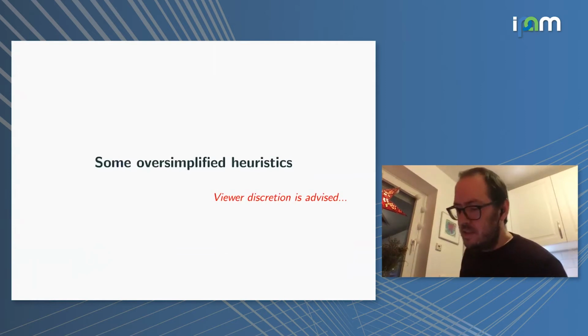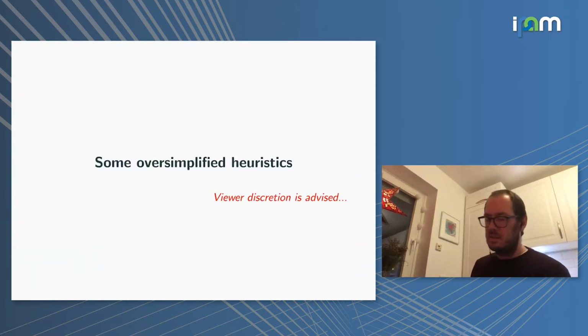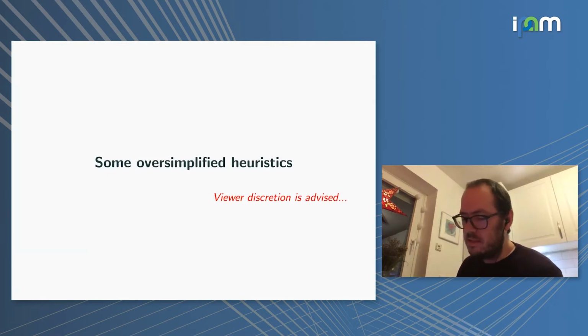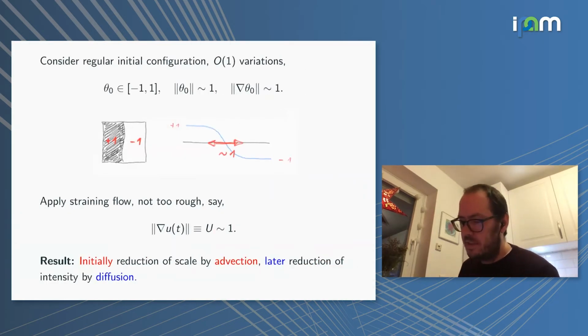So let me start with some very oversimplified heuristics. This is the way I used to think about the interaction between diffusion and advection. For this, I'd like to consider a configuration which is initially very regular. So the variations are all of order 1 for simplicity, but that is really not important here. Let's suppose theta takes values between -1 and 1. Its L2 norm, or any other Lp norm that you prefer, is of order 1, but also the norm of the gradient is of order 1.